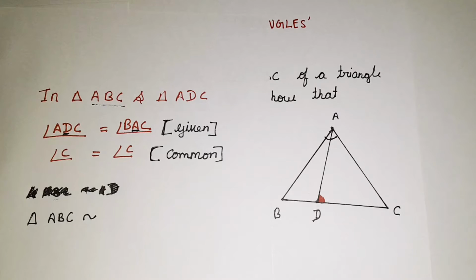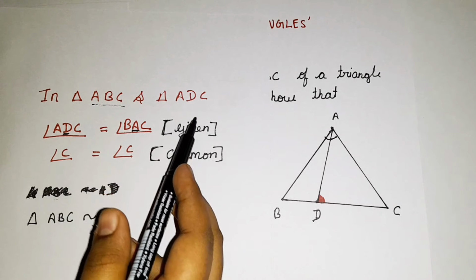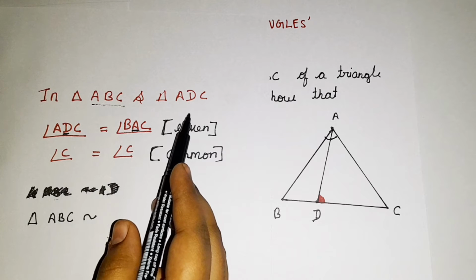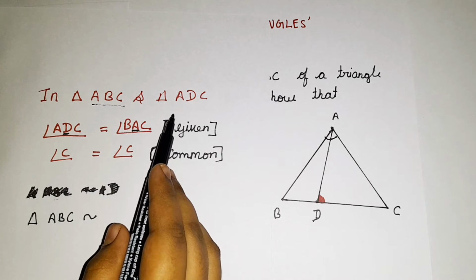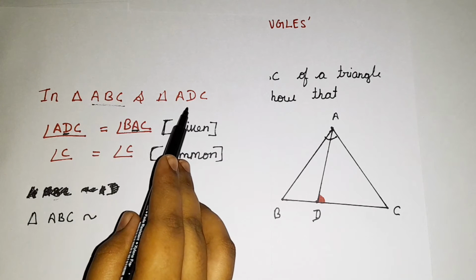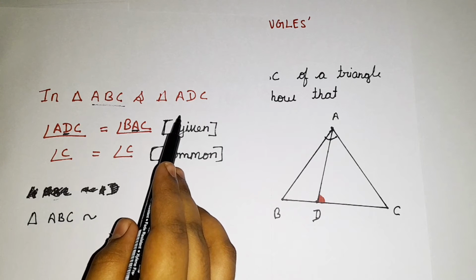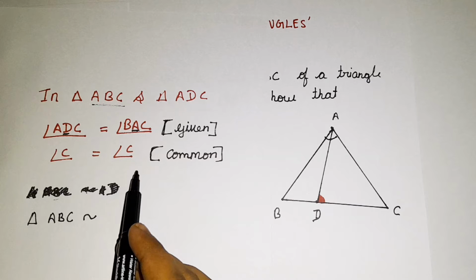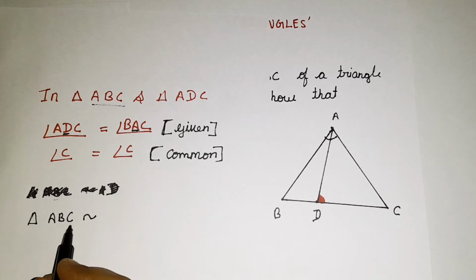Okay, so what we are supposed to do is this: here it is triangle ABC, which is similar to which triangle? I'm supposed to write a triangle. Am I supposed to write ADC? No guys, I'm not supposed to write ADC. Why? Because most of the students think we are supposed to write ADC, since we took that triangle. You are absolutely wrong.